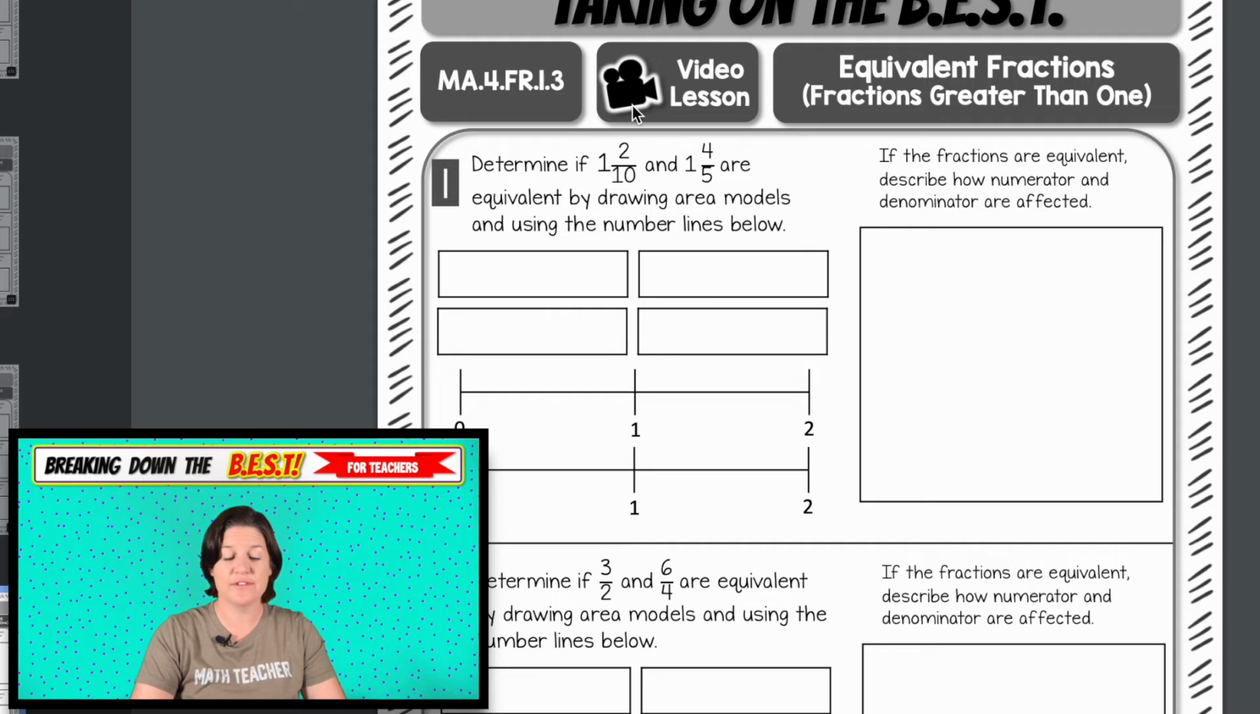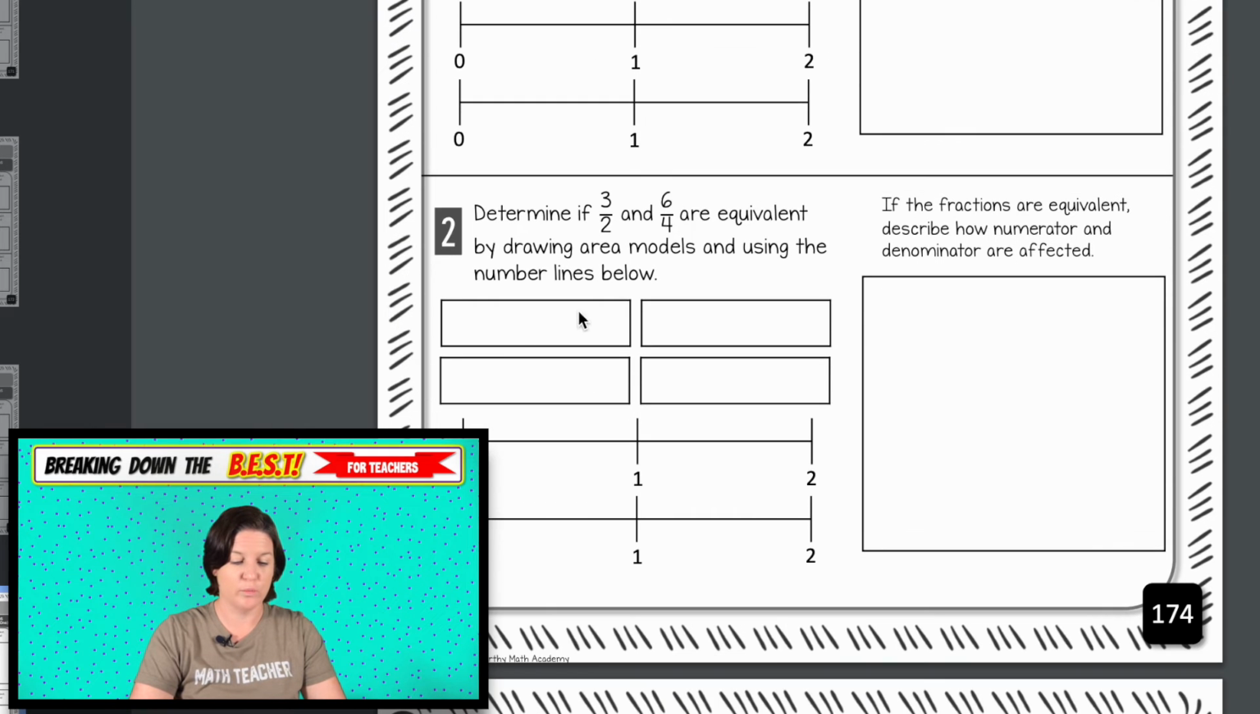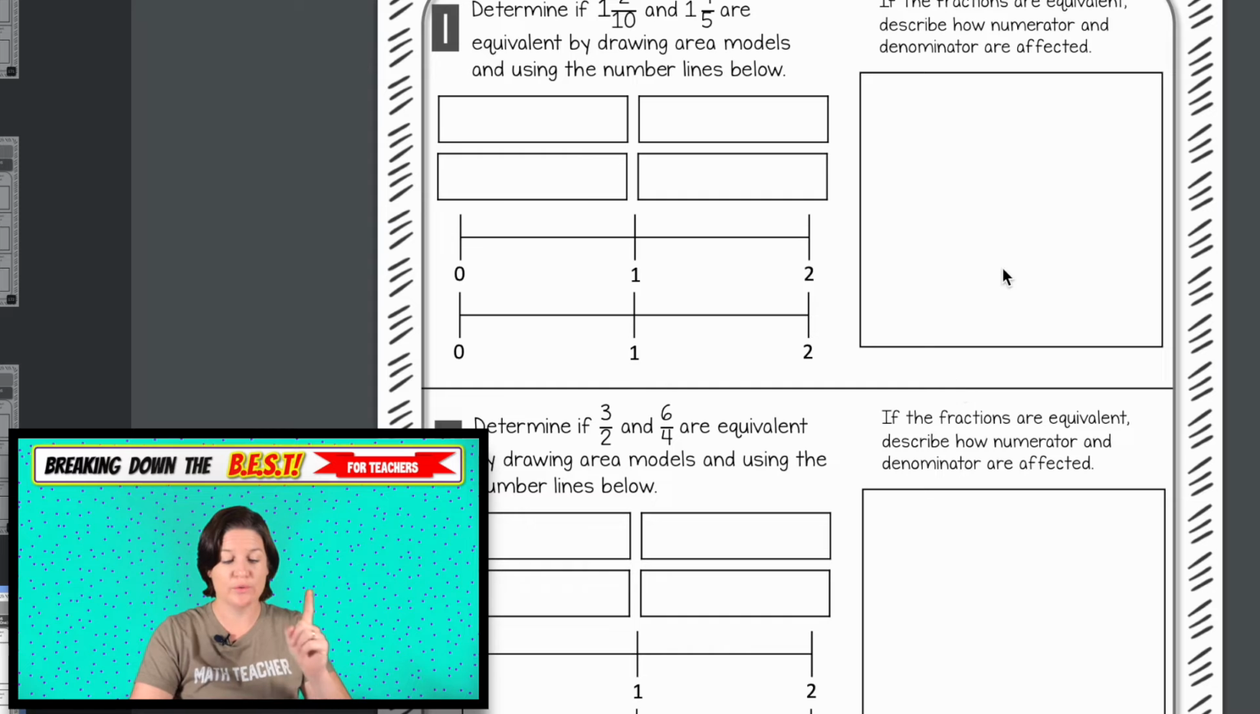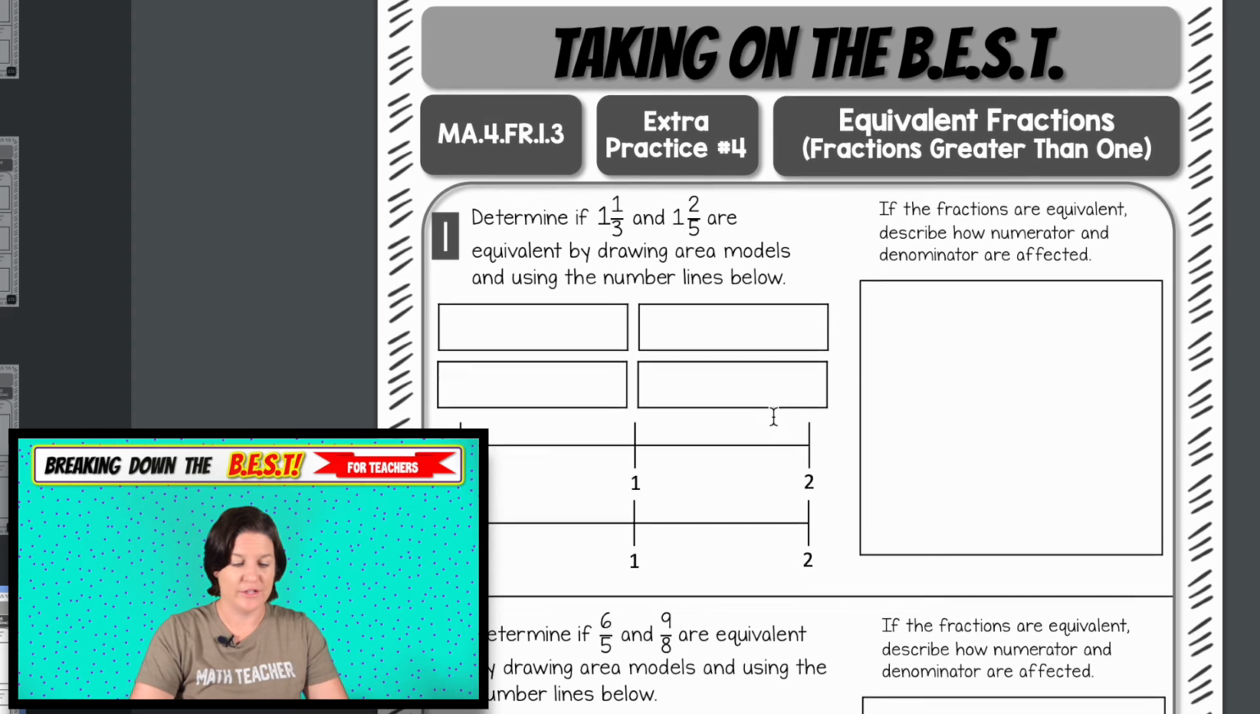And finally, that last video lesson on equivalent fractions greater than 1. We've got an example with mixed numbers. We have fractions that are greater than 1 using an area model and number line, and also describing how the numerator and denominator are affected if they are equivalent. And then extra practice.